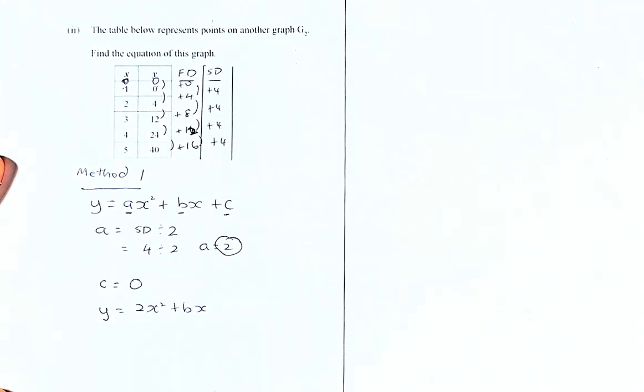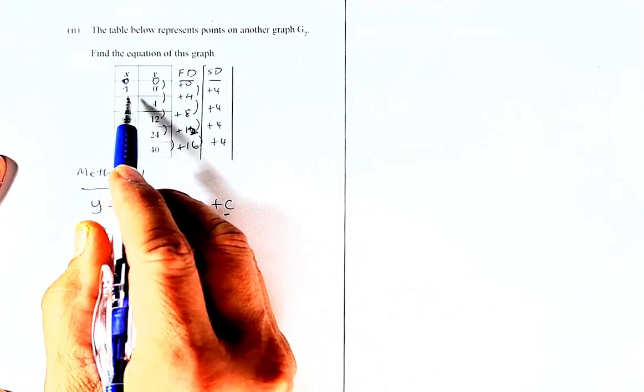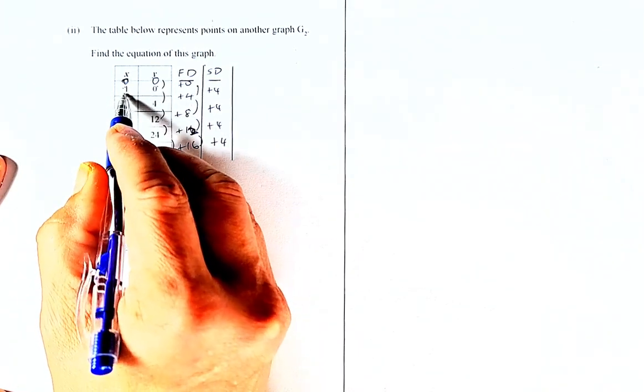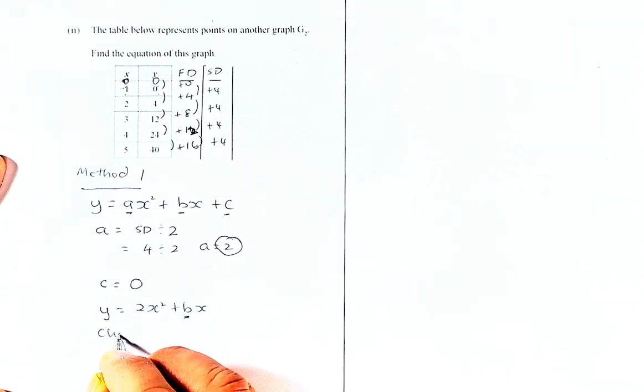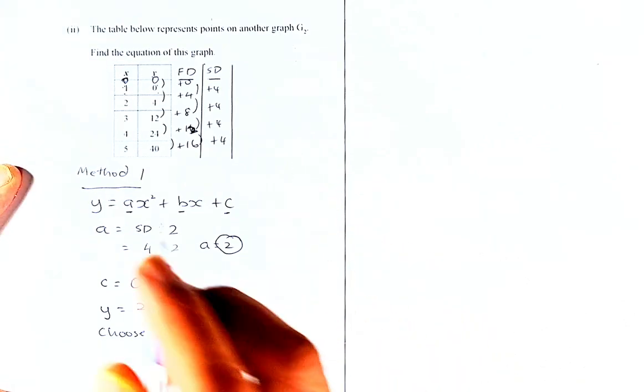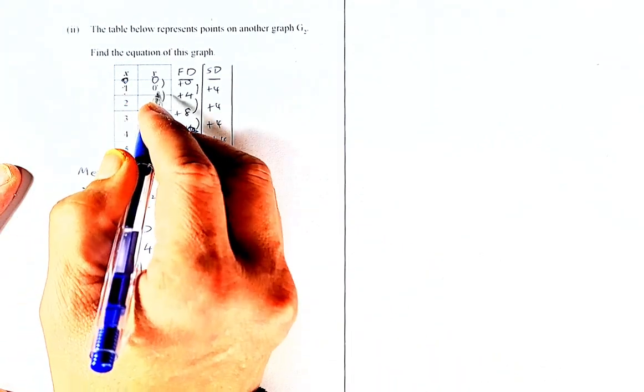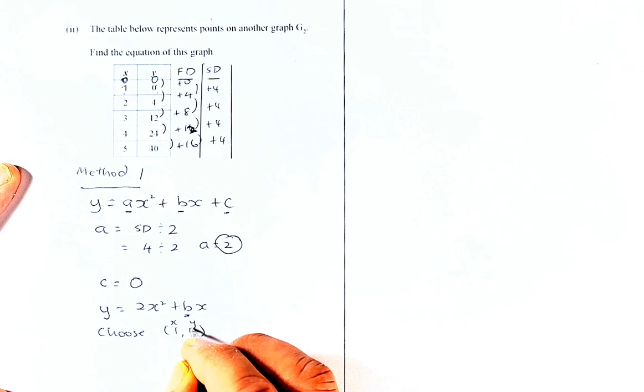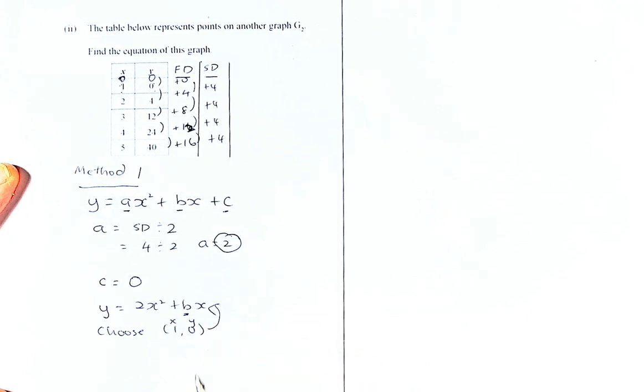The next job is to find the value of b. You can use any of these pairs. Suppose we choose 1, 0. So we're going to choose the point 1, 0. If you don't believe me, you can try 2, 4 or 3, 12 and you still get the same answer. So x is 1, y is 0, and we're going to substitute into that equation.